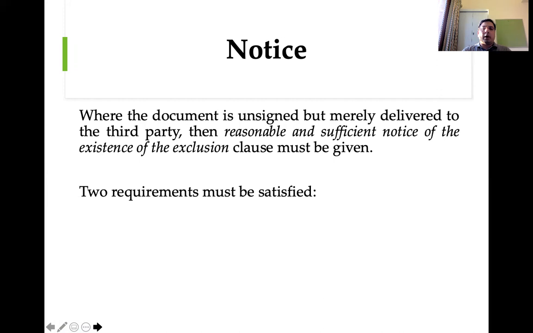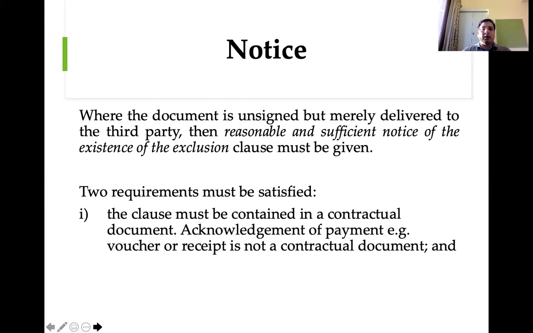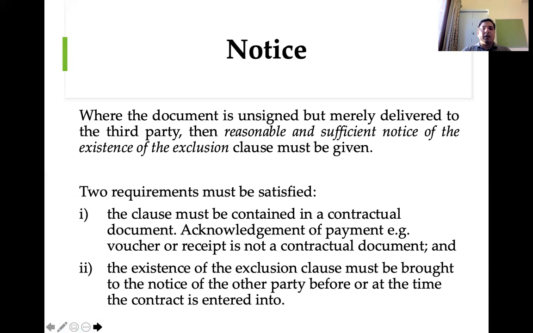There are two requirements that need to be satisfied. First, the clause must be contained in a contractual document. An acknowledgement of payment, for instance a voucher or receipt, is not a contractual document. So the exclusion clause must be part of the contract, not something separate from it in the form of a voucher, acknowledgement of receipt, or some other document. Second, the existence of the exclusion clause must be brought to the attention or notice of the other party before or at the time the contract is entered into. It must not happen after the contract has been entered into.